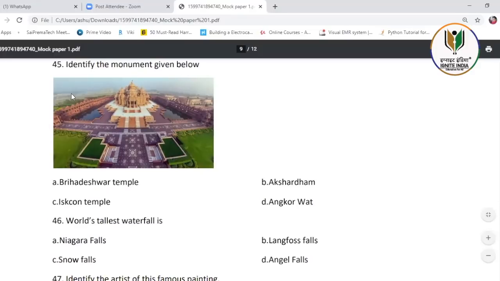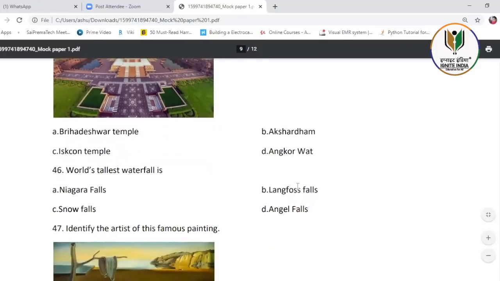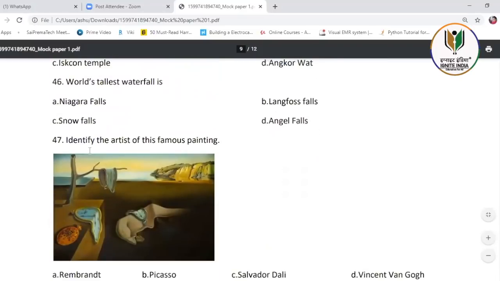Identify the monument below. This is the very famous Akshardham. It's in Delhi. This temple is in Delhi. It is Akshardham. World's tallest waterfall. See, they have asked tallest, not widest. Tallest is Angel Falls.